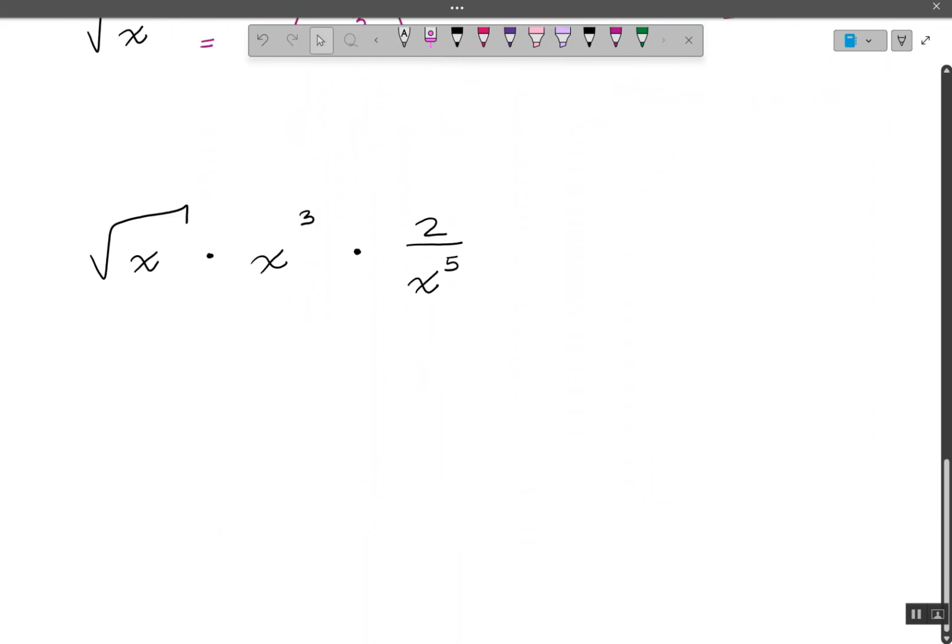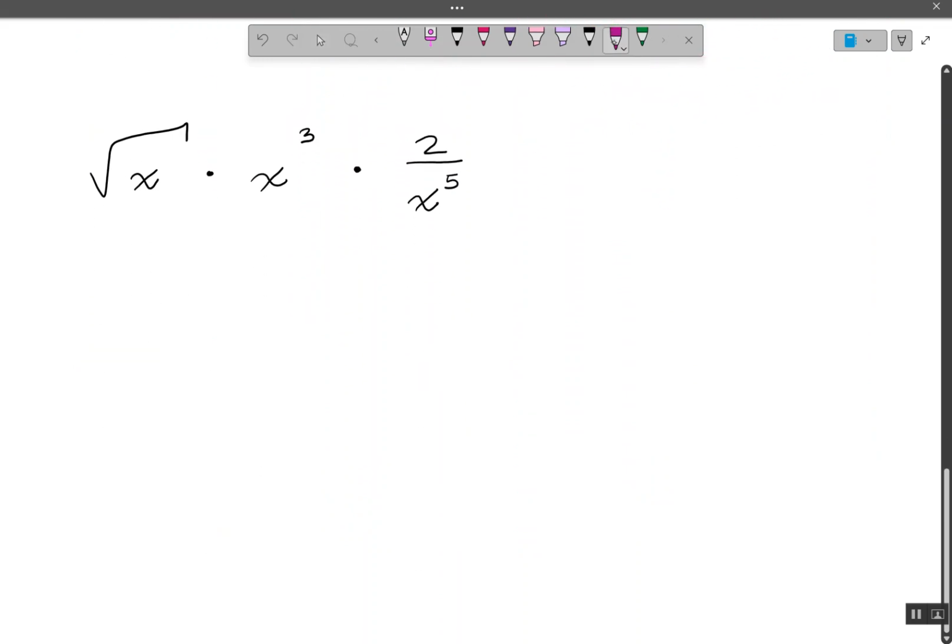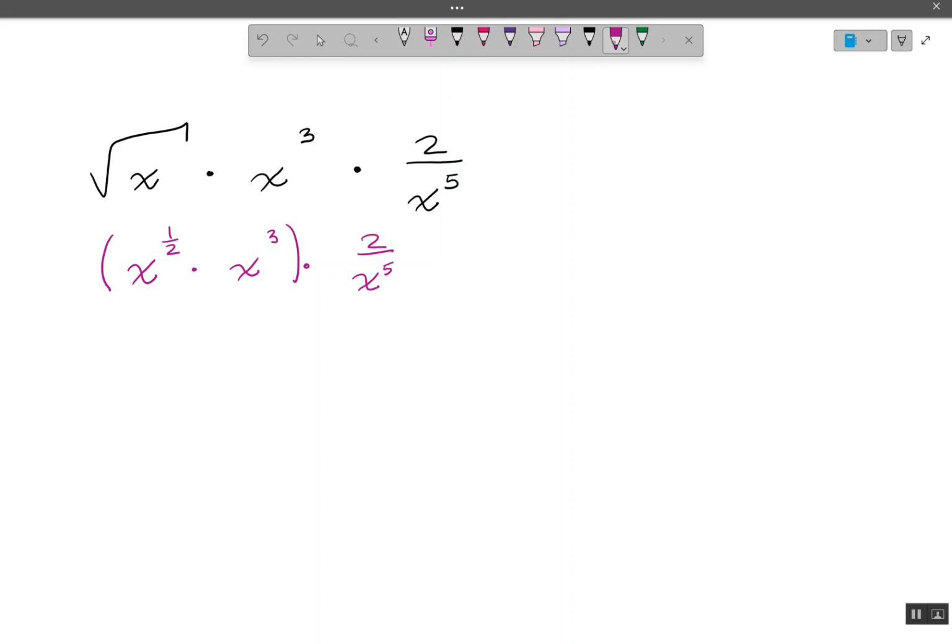So let's kind of put it all together with this last example here. So this first one I'm going to rewrite as x to the 1/2 multiplying by x cubed. Now I've got 2. Well, maybe we'll just leave that. Now let's work with this. So this is x to the 3 plus 1/2. 3 is how many halves? That's 6. So now I've got 7 halves. x to the 7 halves times 2 divided by x to the 5th.